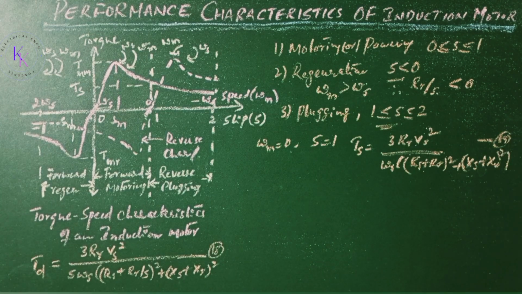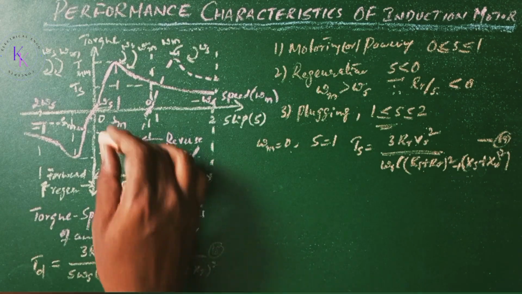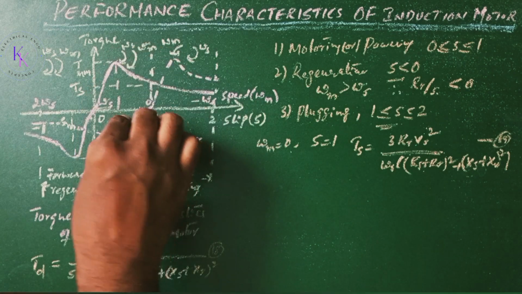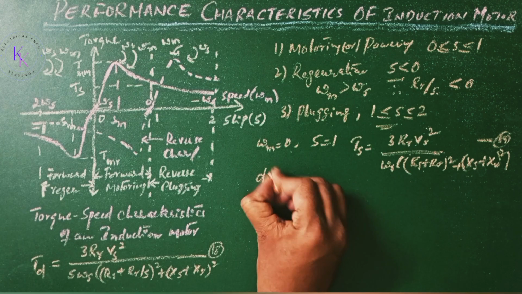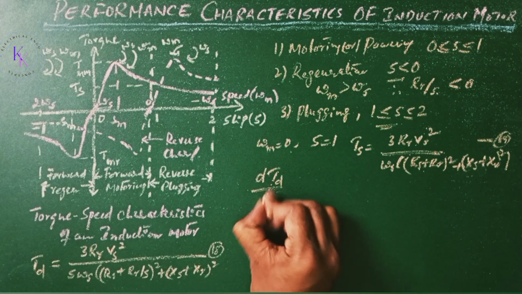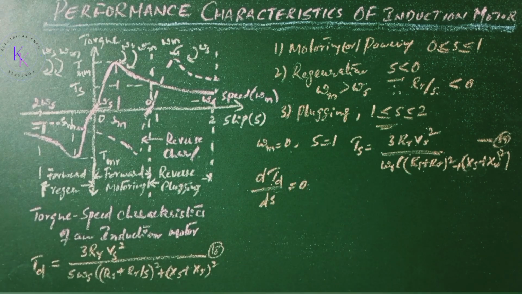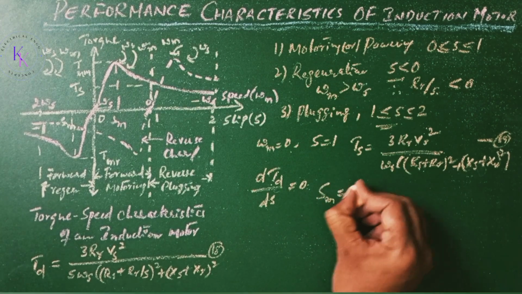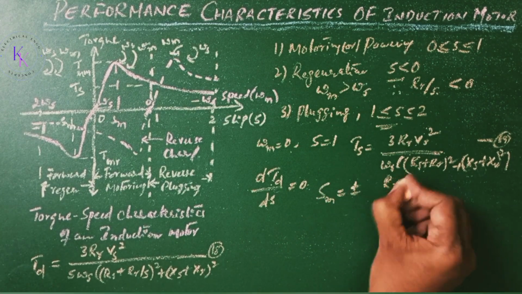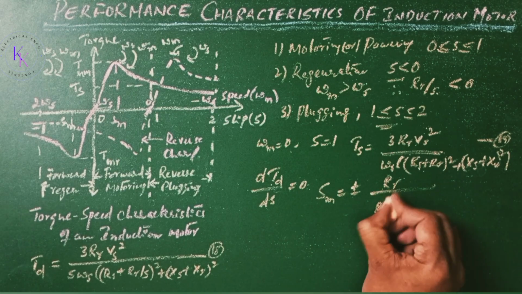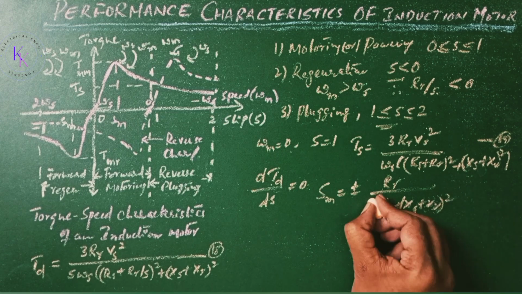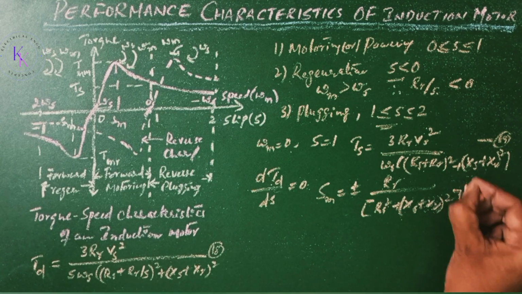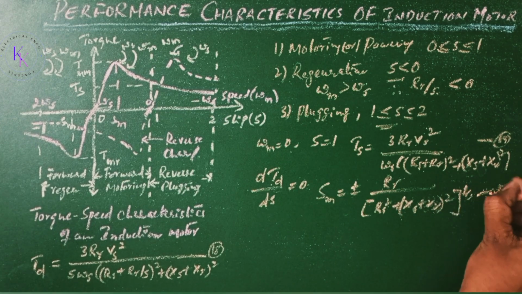The slip for maximum torque, as we've seen from the figure, maximum torque occurs at Sm, which can be obtained by setting dTd by dS equals 0. Then equation number 18 yields Sm equals plus or minus Rr divided by the square root of Rs square plus (Xs plus Xr) whole square. Let it be equation number 20.